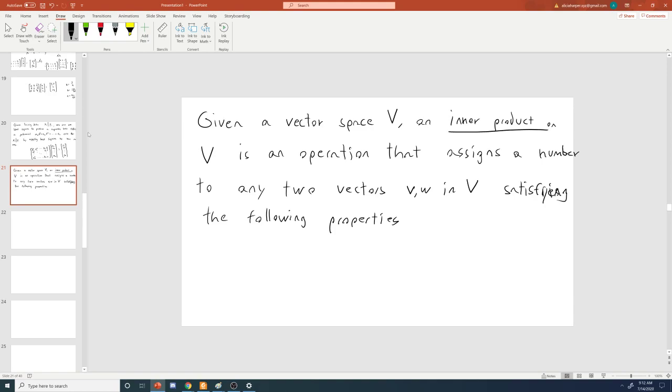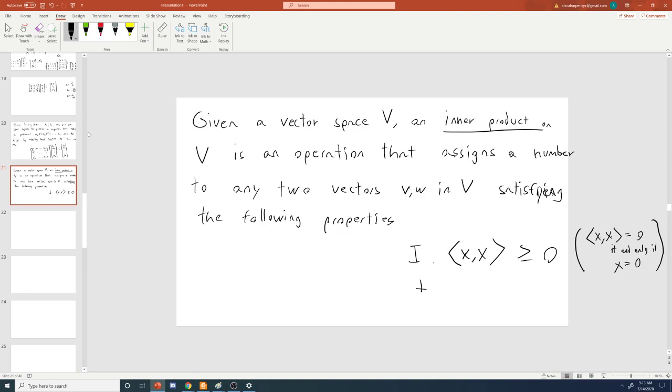So the first property is that if we take the inner product of a vector with itself, we're going to get a number greater than or equal to 0, and the inner product of a vector with itself is equal to 0 if and only if x itself is equal to 0.